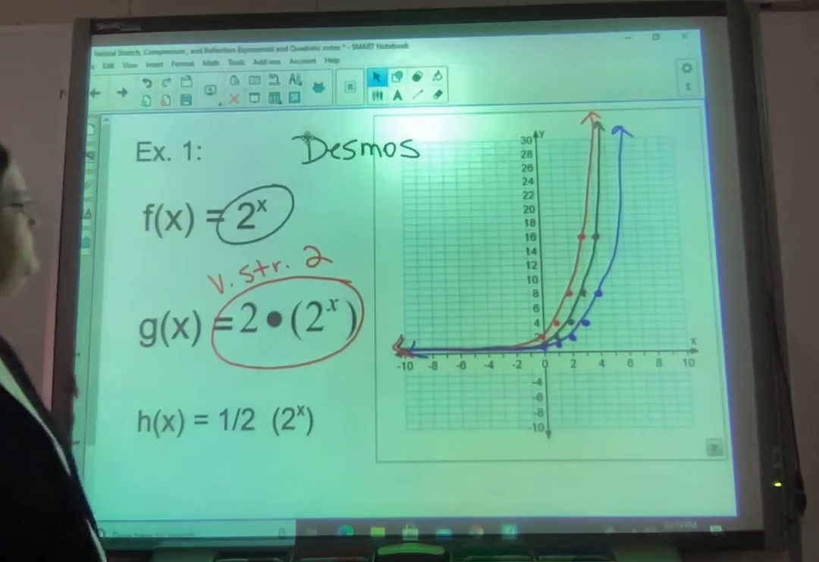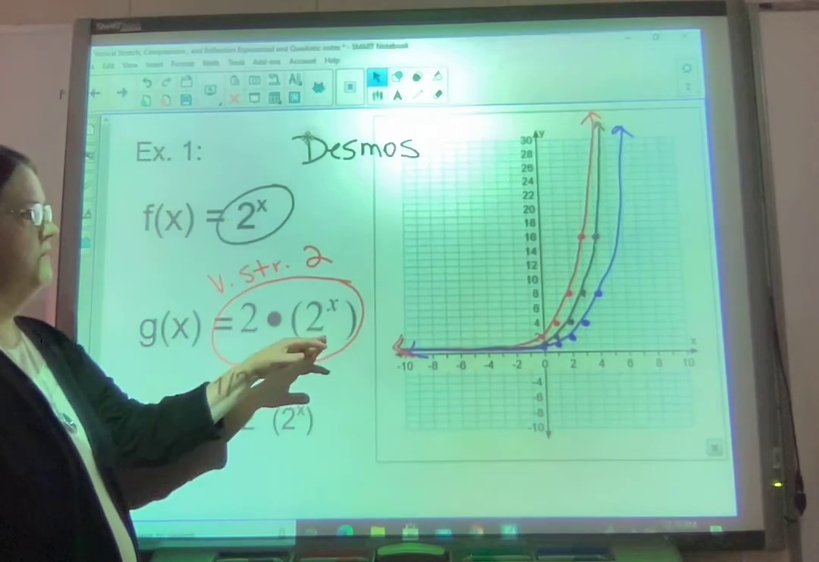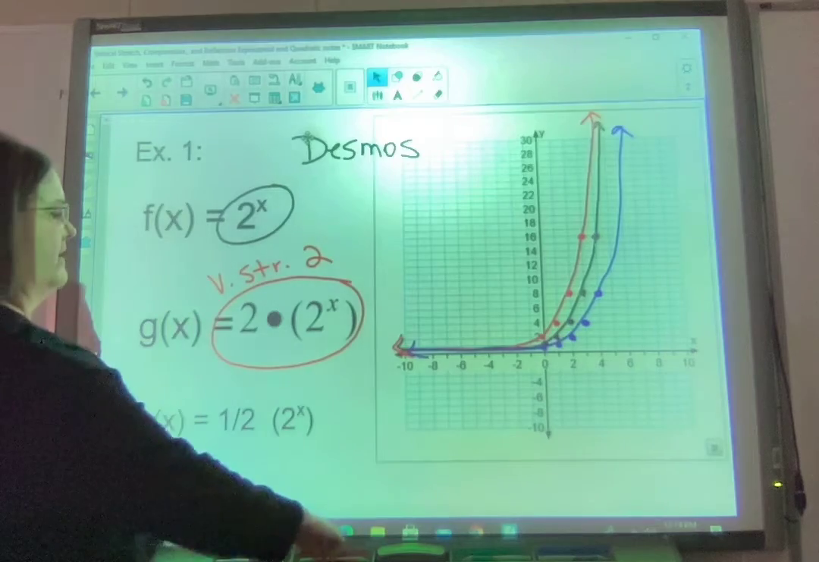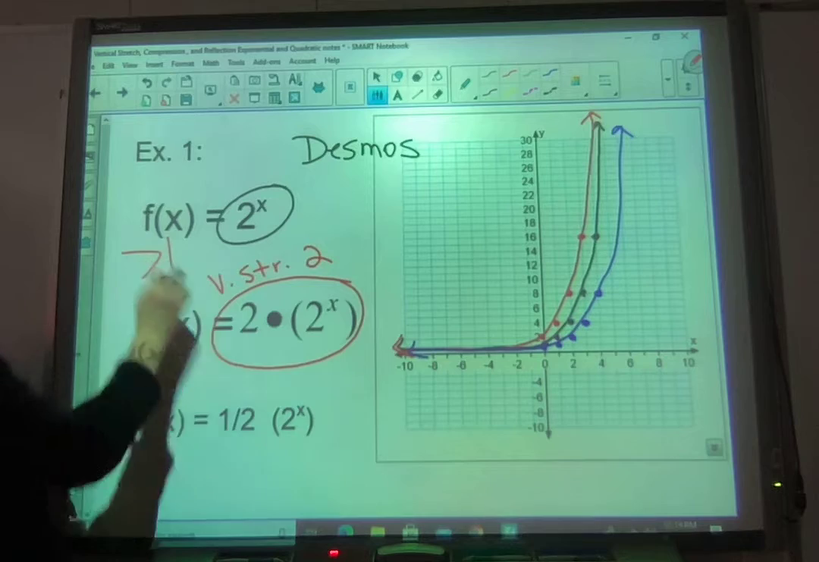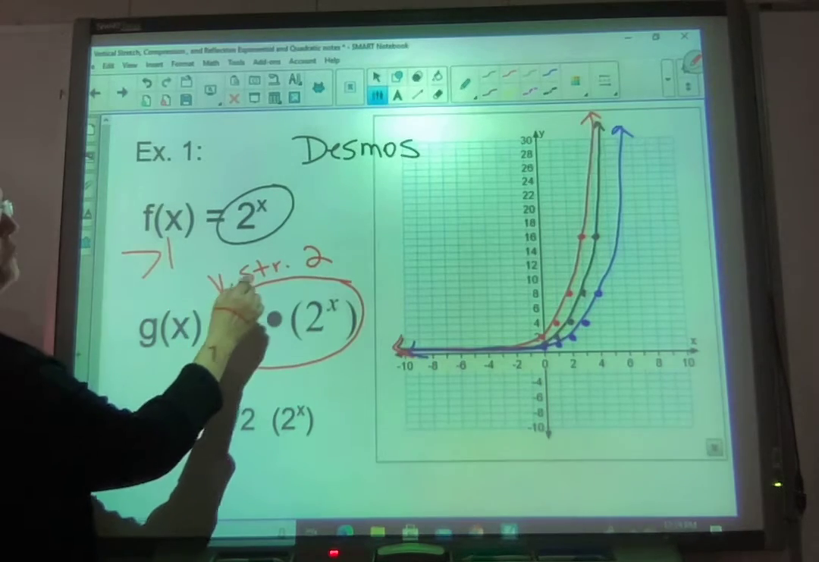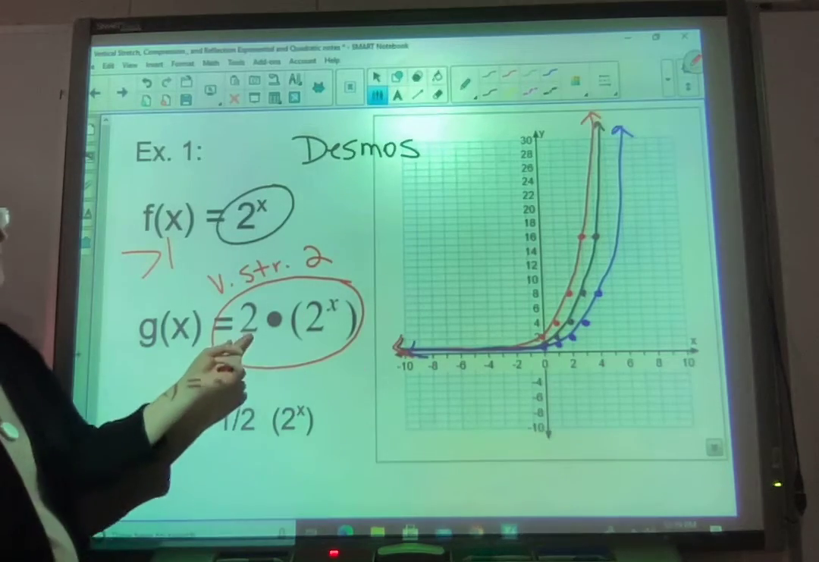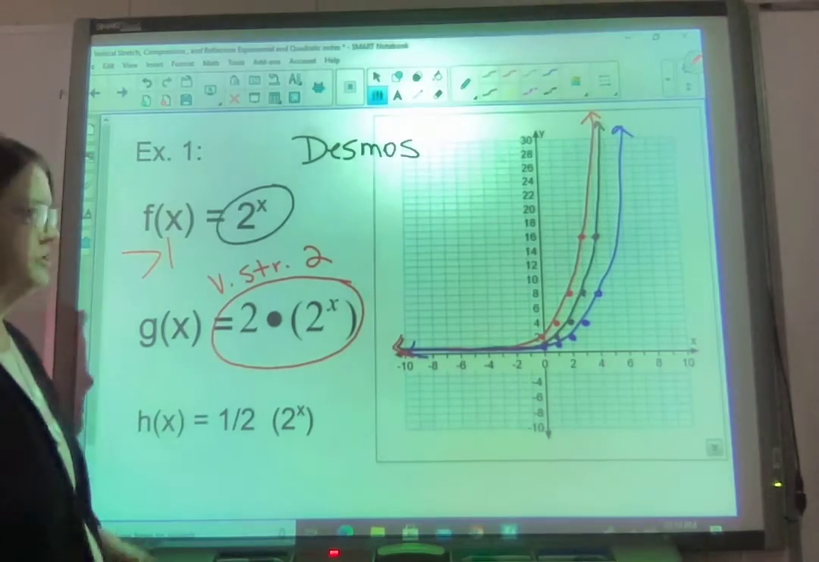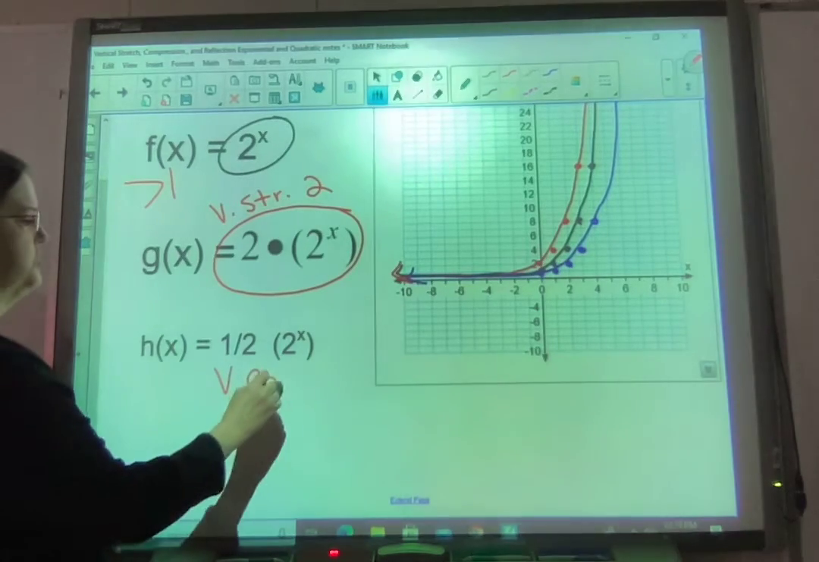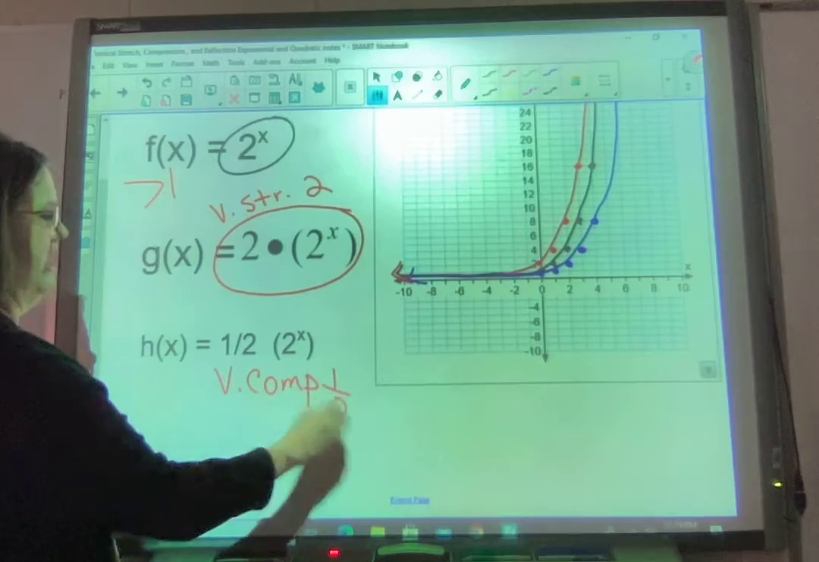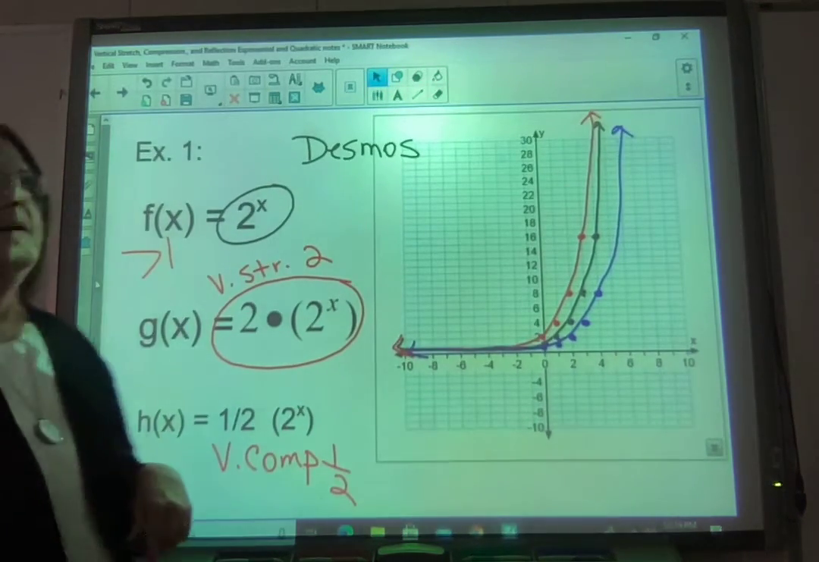All right. When you have a number in front of the function, and if the number is bigger than 1, if the value is greater than 1, it's going to be what we call a vertical stretch, and we just name it this way, vertical stretch 2. If that number were 3, you'd say vertical stretch 3. This one here is a vertical compression of 1/2. That's because it's compressing the graph.